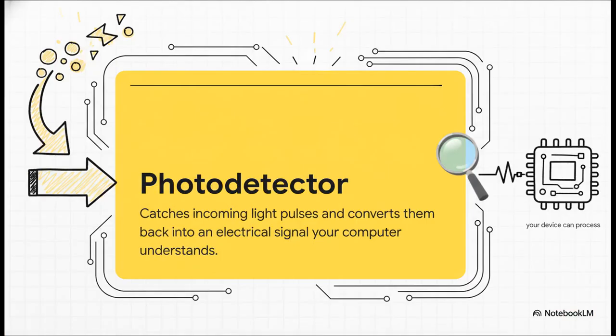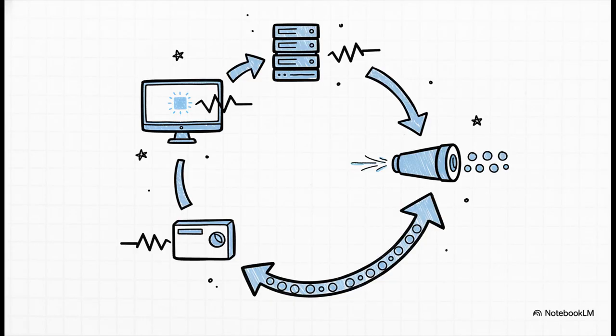At the receiving end of the cable, the light pulse slams into a photodetector, and this little device does the exact opposite job of the laser we started with. It catches those incoming flashes of light and, in an instant, turns them back into a clean electrical signal, the ones and zeros your computer totally understands. And just like that, the journey is over.